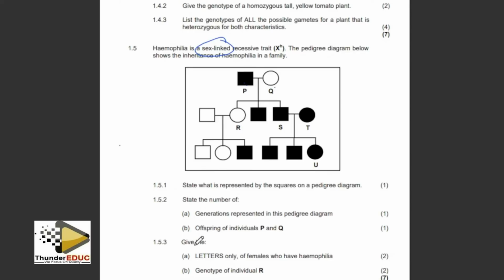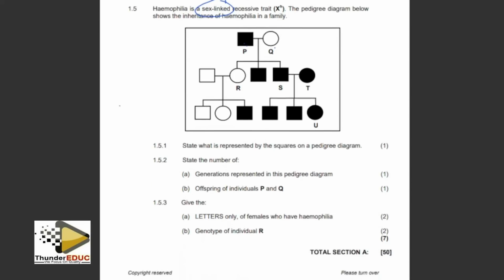State the letters of only the males who are having hemophilia. The letters of the females are T and U. Those are the only two people who are having hemophilia. Why? Because they are shaded. And then lastly, the genotype of R. Now, how do we find the genotype of R?